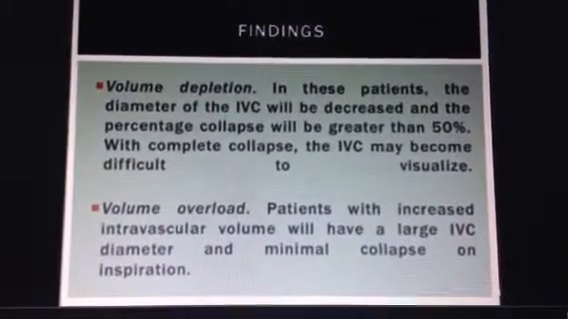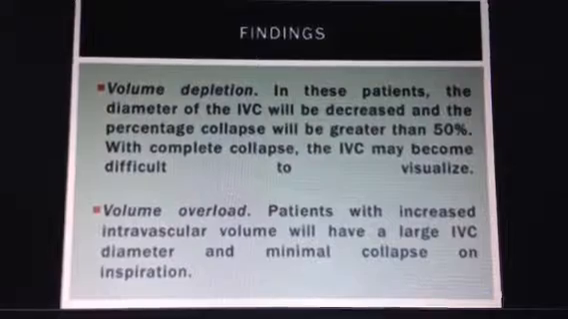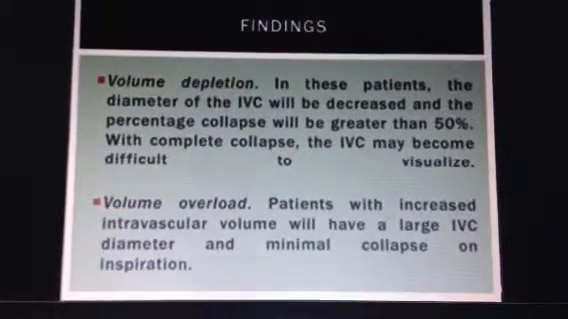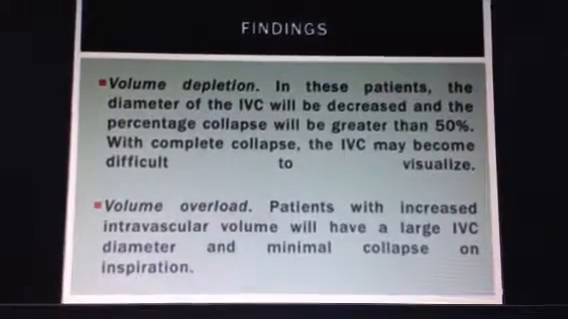And in volume overload, increased intravascular volume will have a large inferior vena cava diameter and minimal collapse on expiration.